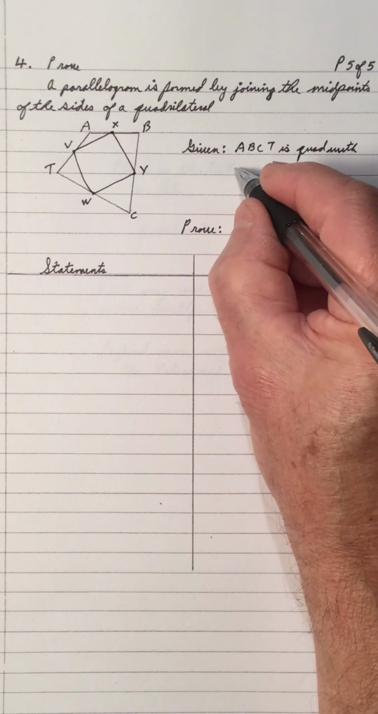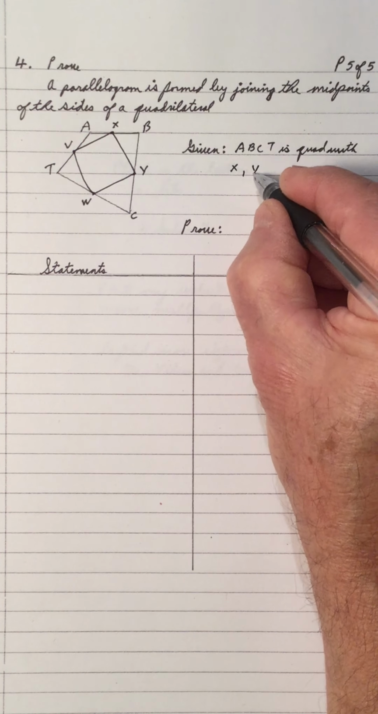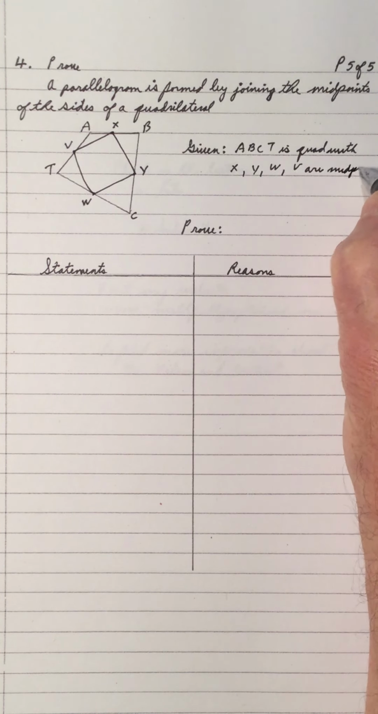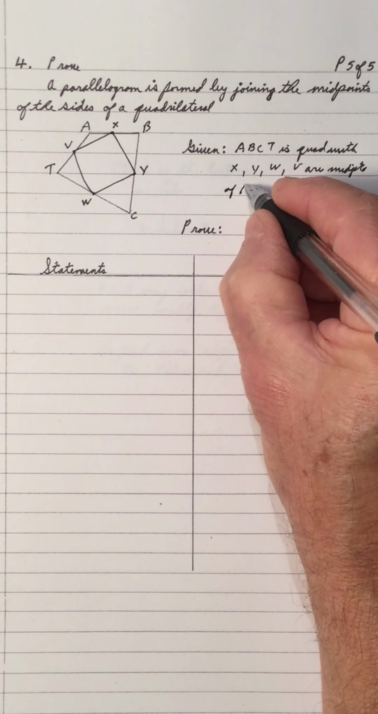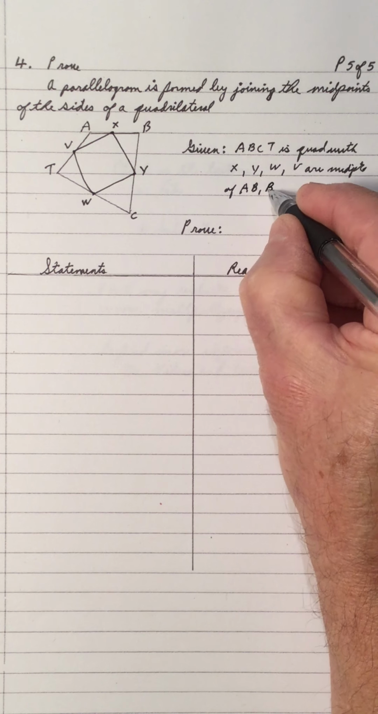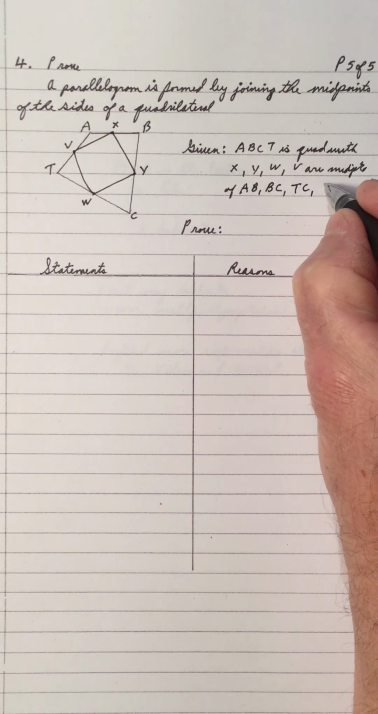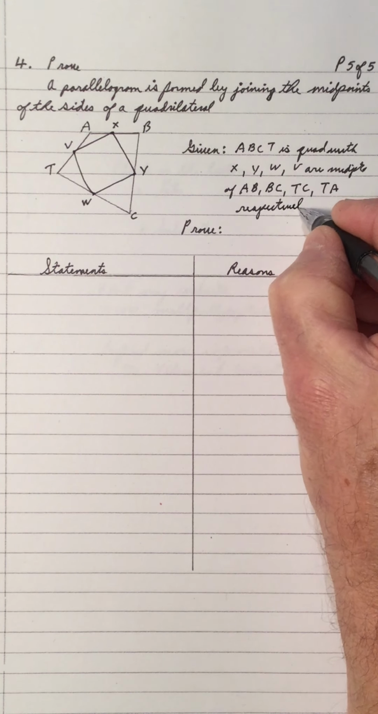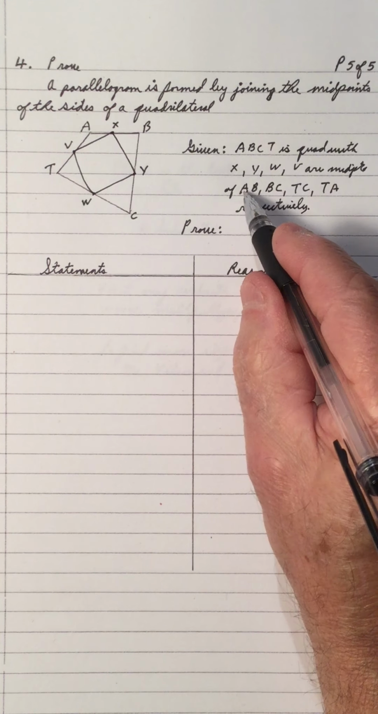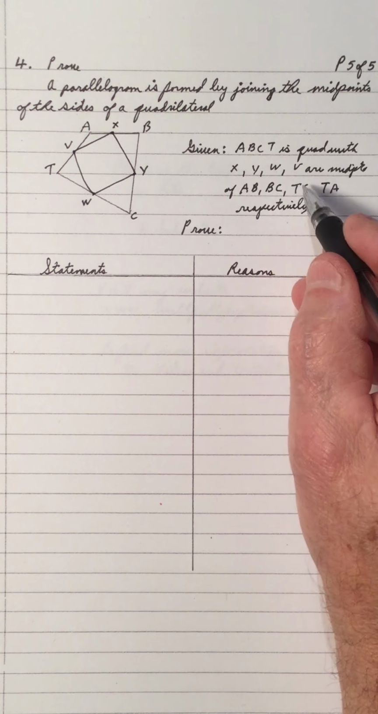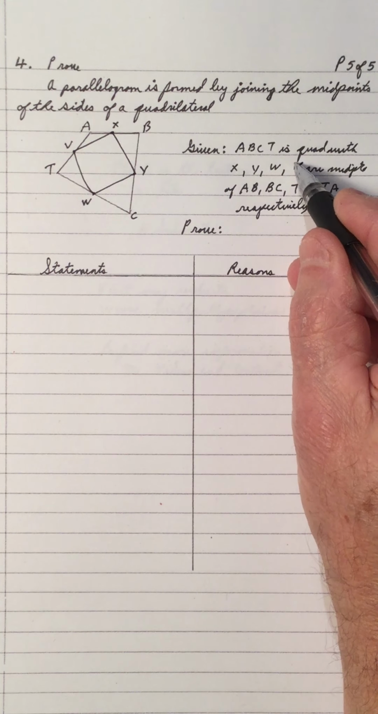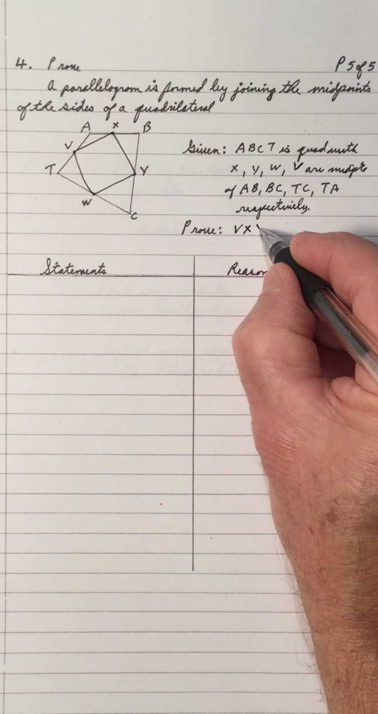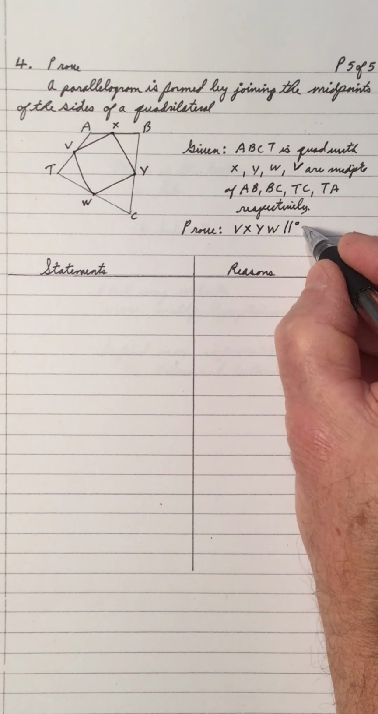and instead of writing them all down, I'm going to say that X, Y, W, V are the midpoints of AB, BC, TC, and TA respectively. And what that means is that X is the midpoint of AB, Y is the midpoint of BC, W is the midpoint of TC, V is the midpoint of TA. And we're going to prove that VXYW is a parallelogram.